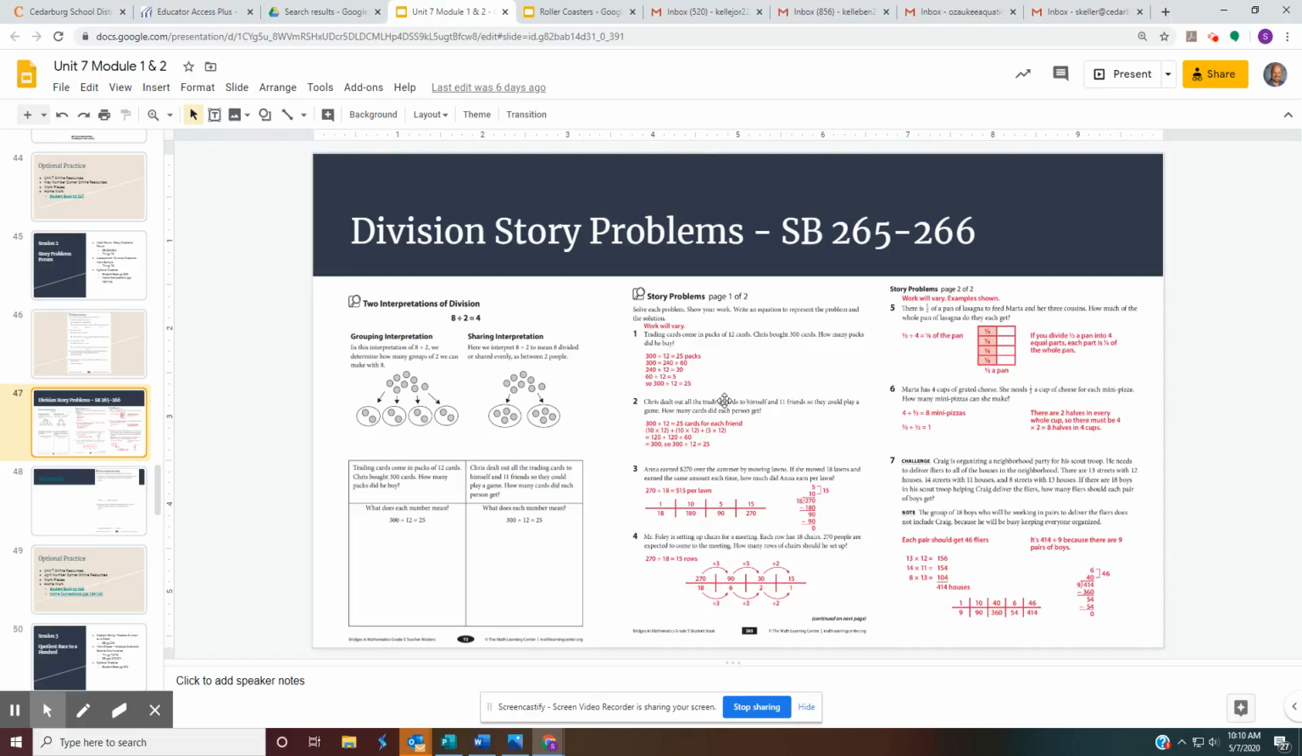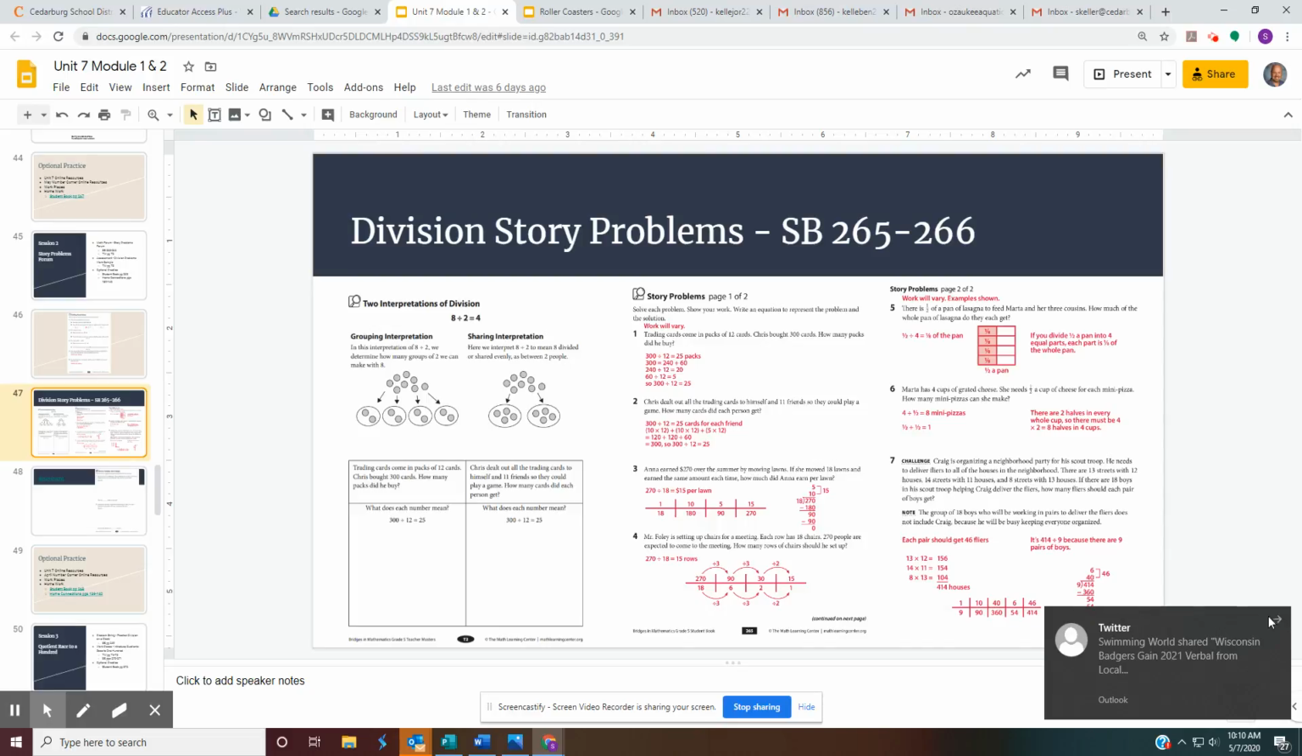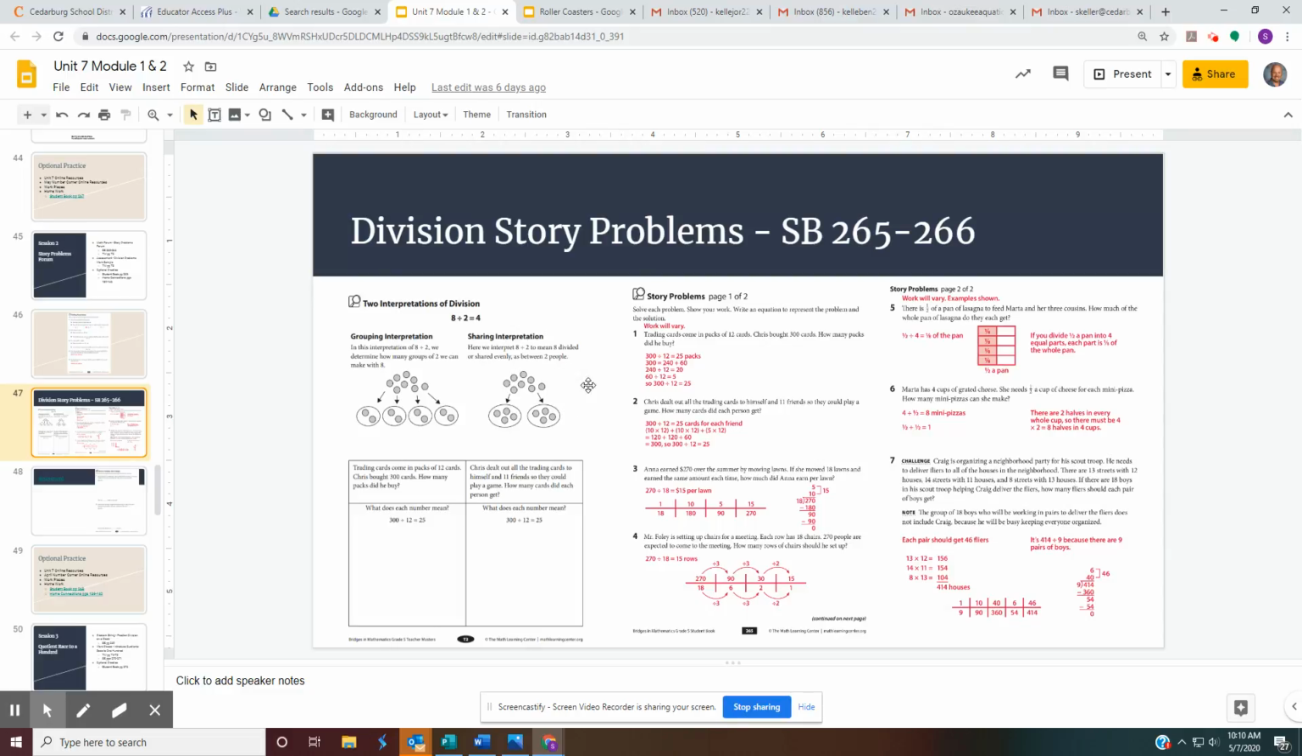On the next one, we have those same 300 cards, but we have 12 friends. So we have each of our 12 friends listed out, and we are sharing 1 card with each one of our 12 friends. So even though the problems are the same, our answers are the same. It's just a different way of thinking about it.